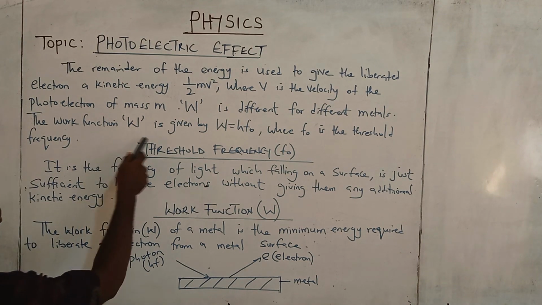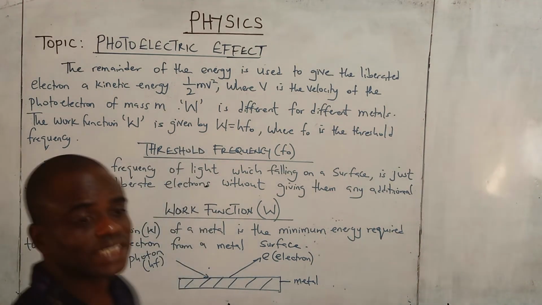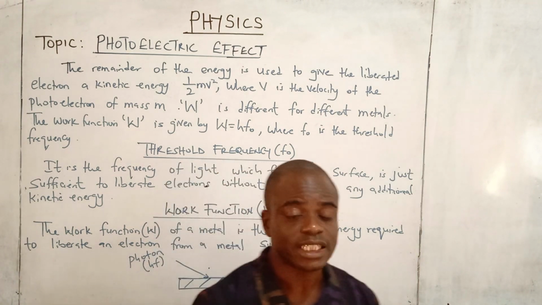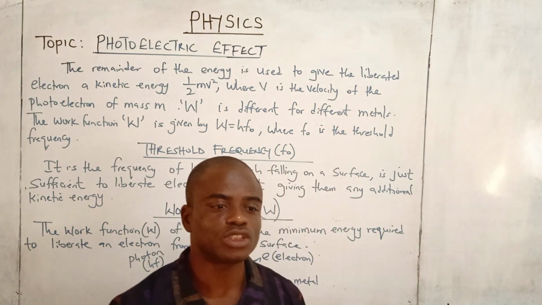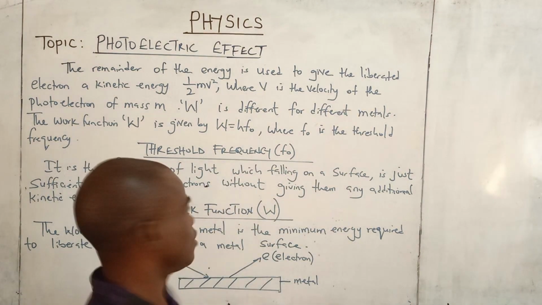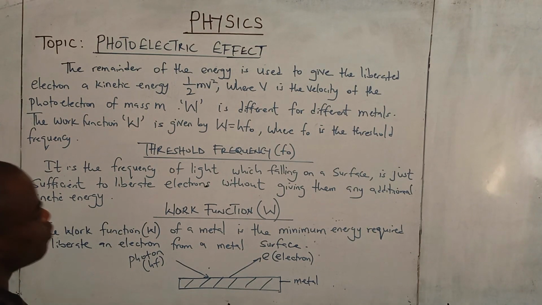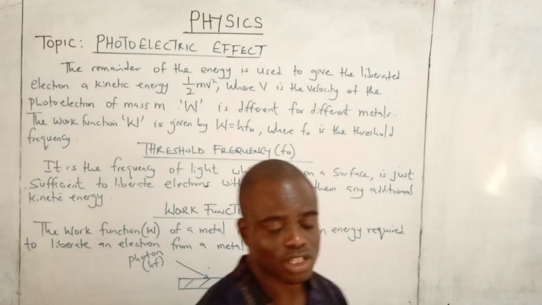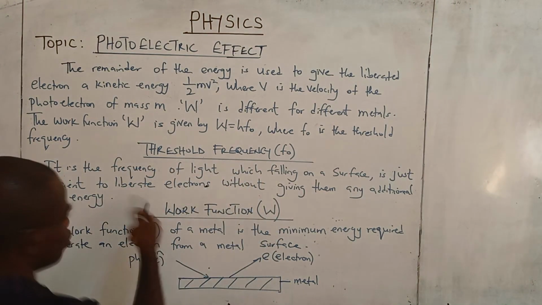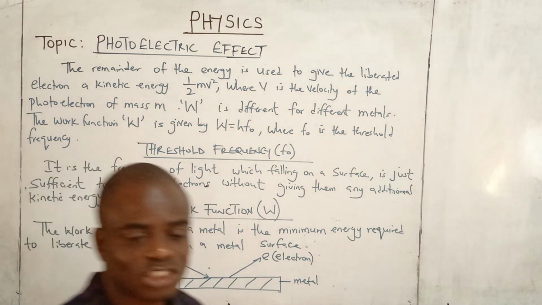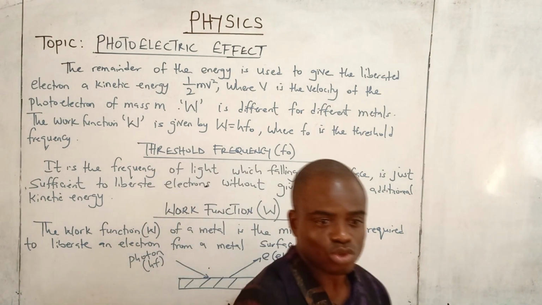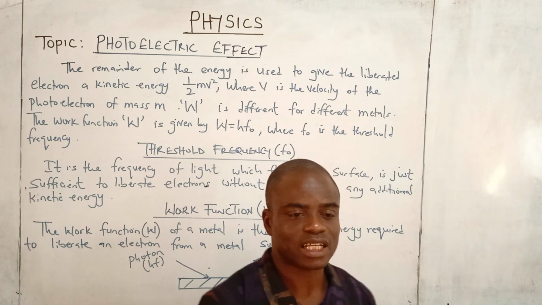The work function W is given by W equals hf naught. The total energy content is hf, but when you talk about work function, it's hf naught. f naught is the threshold frequency. And what is threshold frequency? The frequency of light falling on the metal surface which is just sufficient to liberate the electron without giving them any additional kinetic energy. It's just sufficient to liberate the electron, but will not give them any additional kinetic energy.